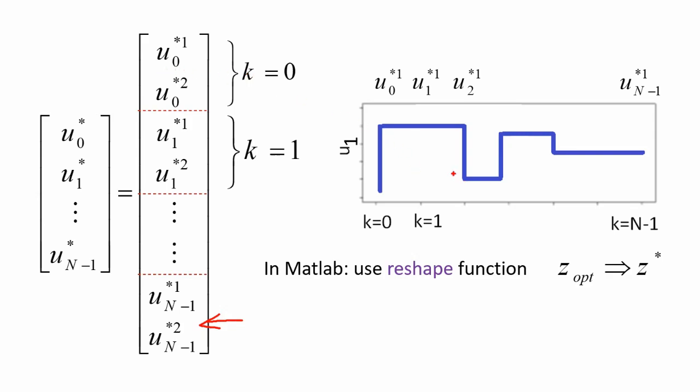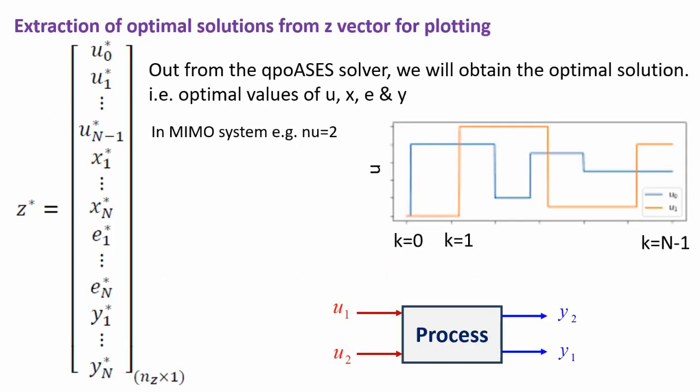The same thing also is valid for the states and all of the other remaining elements of the z-vector, in other words, the elements that you are interested to plot. For example, if you want to plot the outputs, let's say it has 2 outputs, then make sure that you pick up the right signals or data from the z-vector. If you are interested, for example, to plot y of 1, in MATLAB there is an easy way of doing it, and that is by using the command reshape.